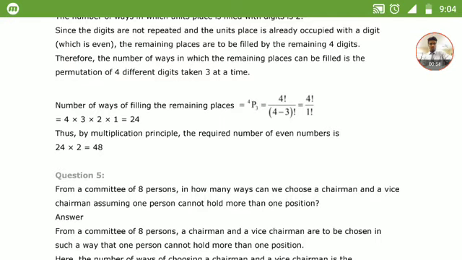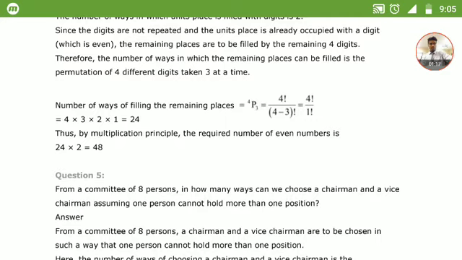Now permutation has a very beautiful thing: it can be used when things are not repeated. When things are repeated, it cannot be used. Now out here it's not repeated. How can you understand that? They have told you that one person cannot hold more than one position, right?